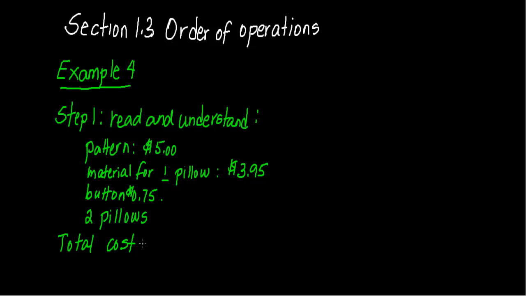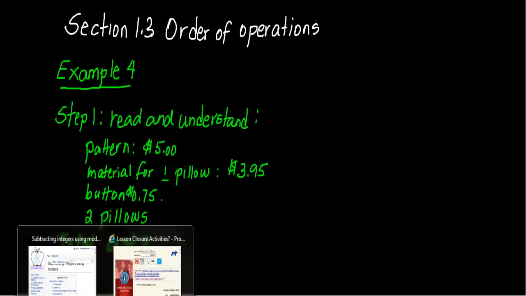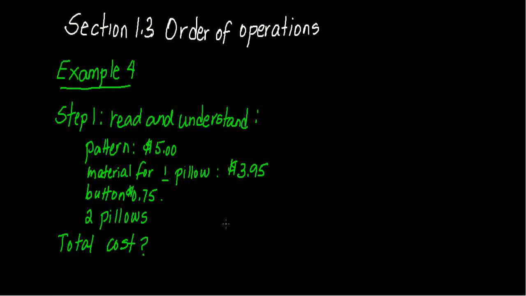So do we understand this problem? Yes, we do. We understand it. We need to find the final cost of making 2 pillows, and I know all the prices. So the second step is step 2. Make a plan. Make a plan. How are we going to solve this?